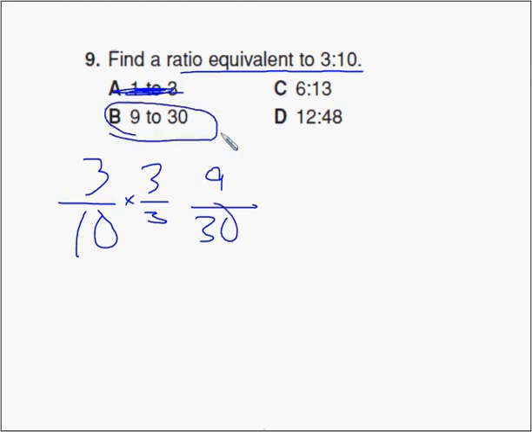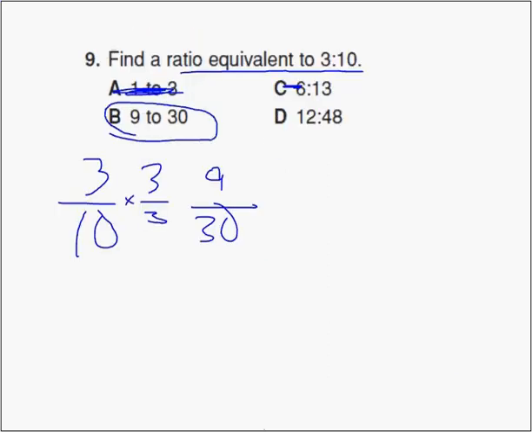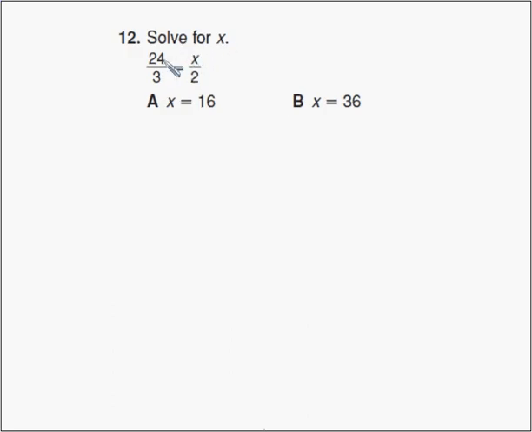Try it on my second guess. Can eliminate this. 3 times 2, 10 times 2 is 20, so that doesn't make any sense. So this one's obviously B. Now it says solve for x. 24 to 3 is equal to x to 2. We've just been doing this all week long. 24 over 3 is equal to x over 2.